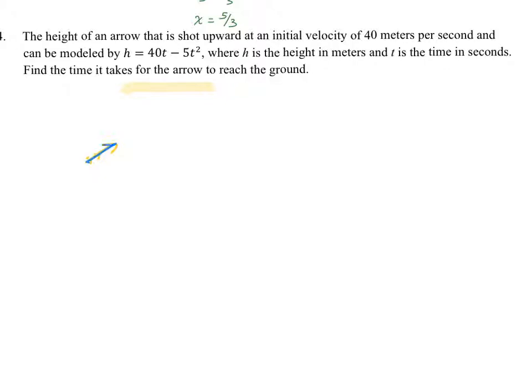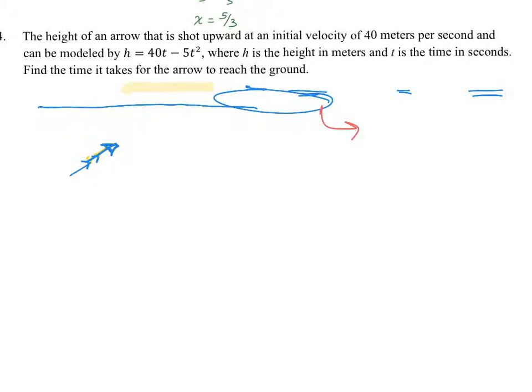I know the equation. If I'm throwing an arrow upwards, how do you throw an arrow? You might not be throwing it, but actually using a bow and arrow. So the arrow is going up with the initial velocity of 40. H is the height in meters, and T is the time in seconds. Find the time it takes for the arrow to reach the ground. Guys, what is the height of the arrow when it's on the ground? 0. Height is equal to 0.